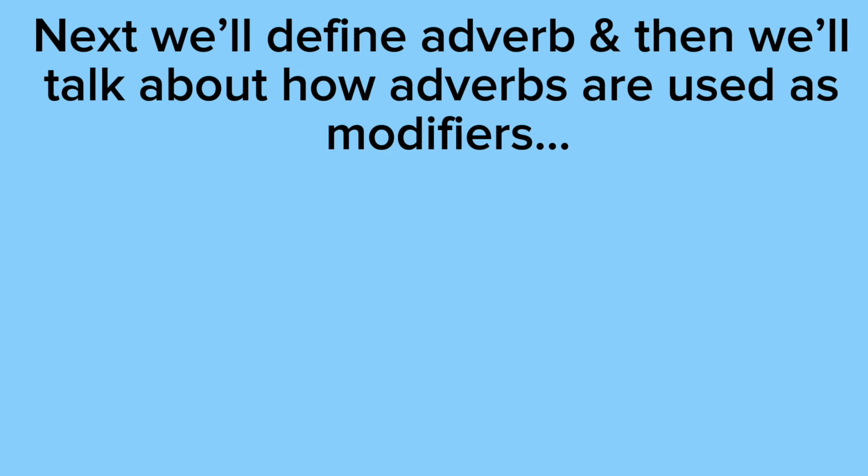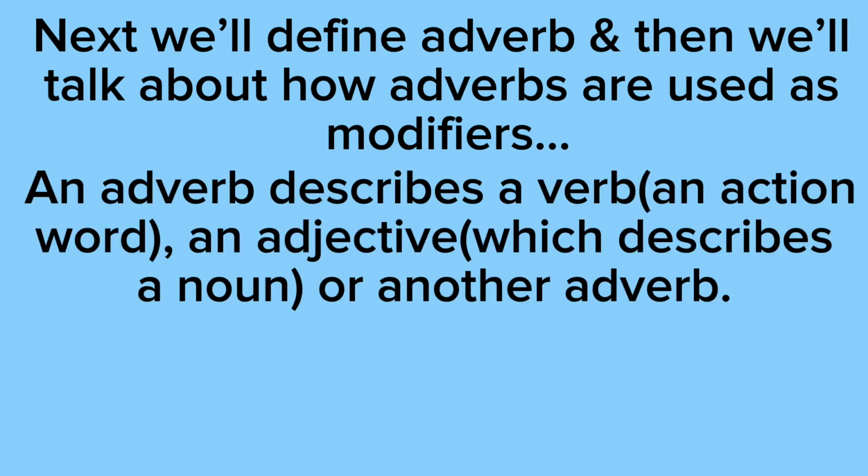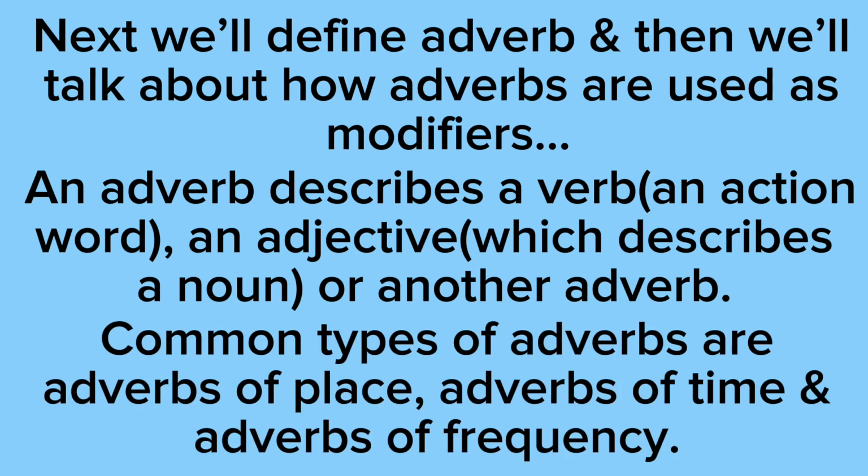Next, we'll define adverb, and then we'll talk about how adverbs are used as modifiers. An adverb describes a verb, which is an action word, an adjective, which describes a noun, or another adverb. Common types of adverbs are adverbs of place, adverbs of time, and adverbs of frequency.